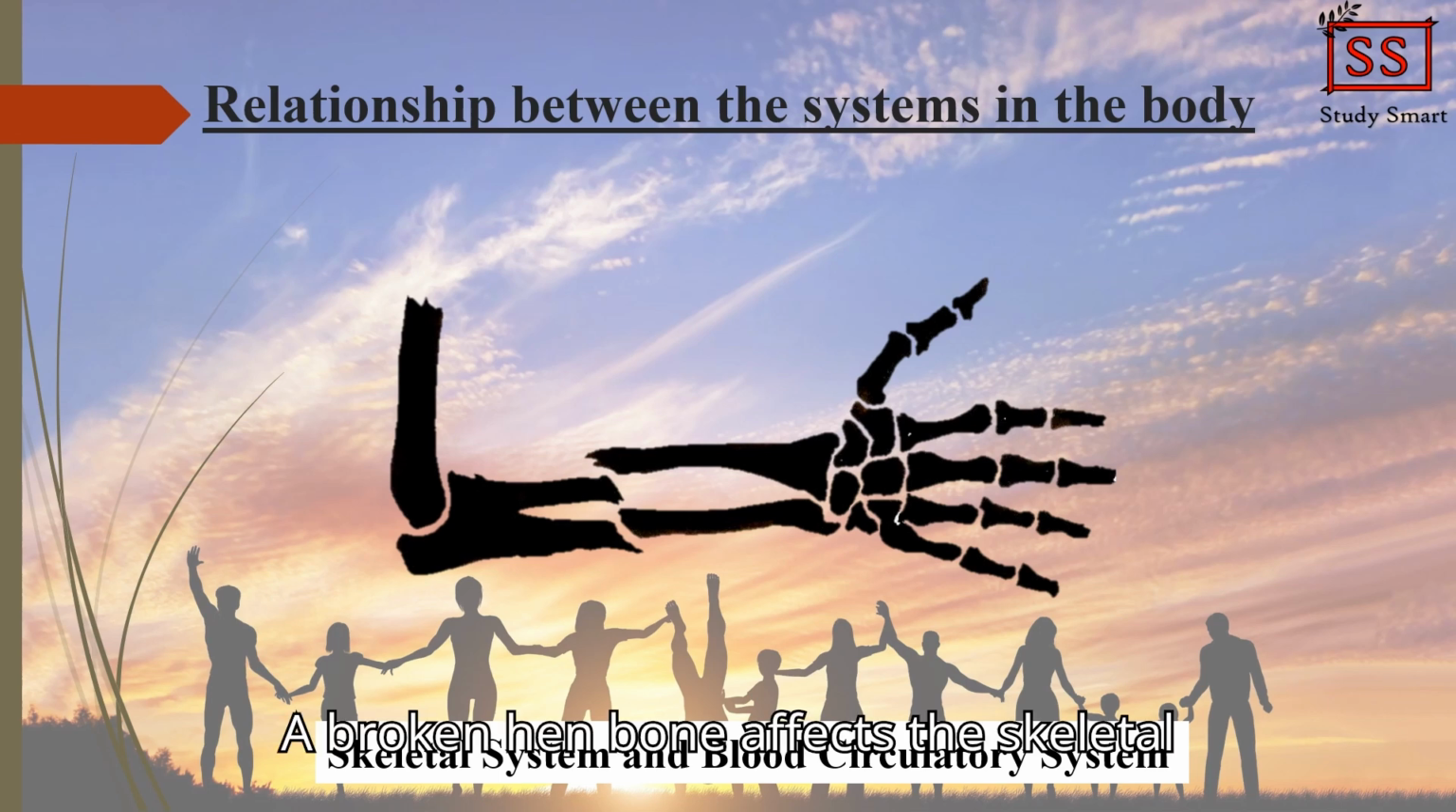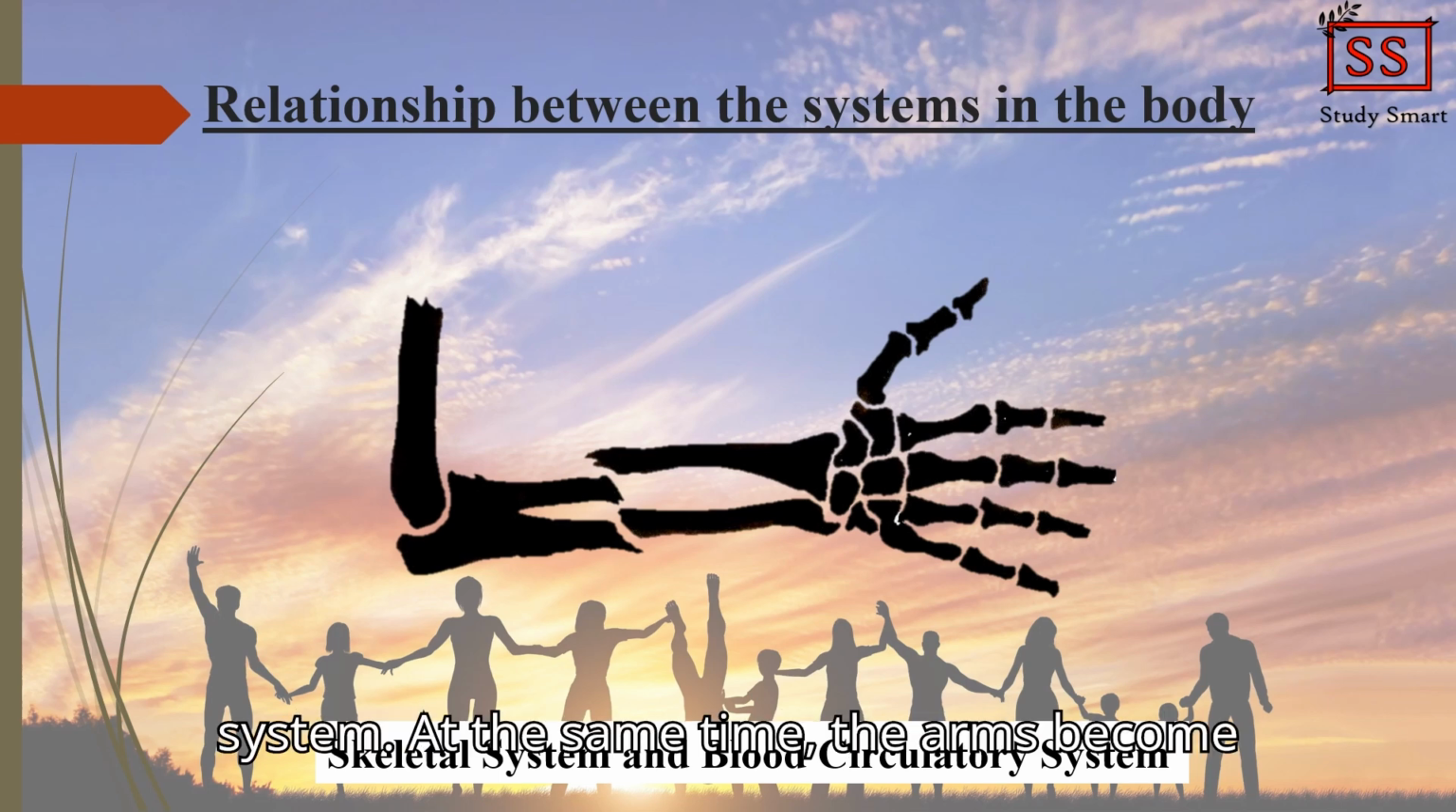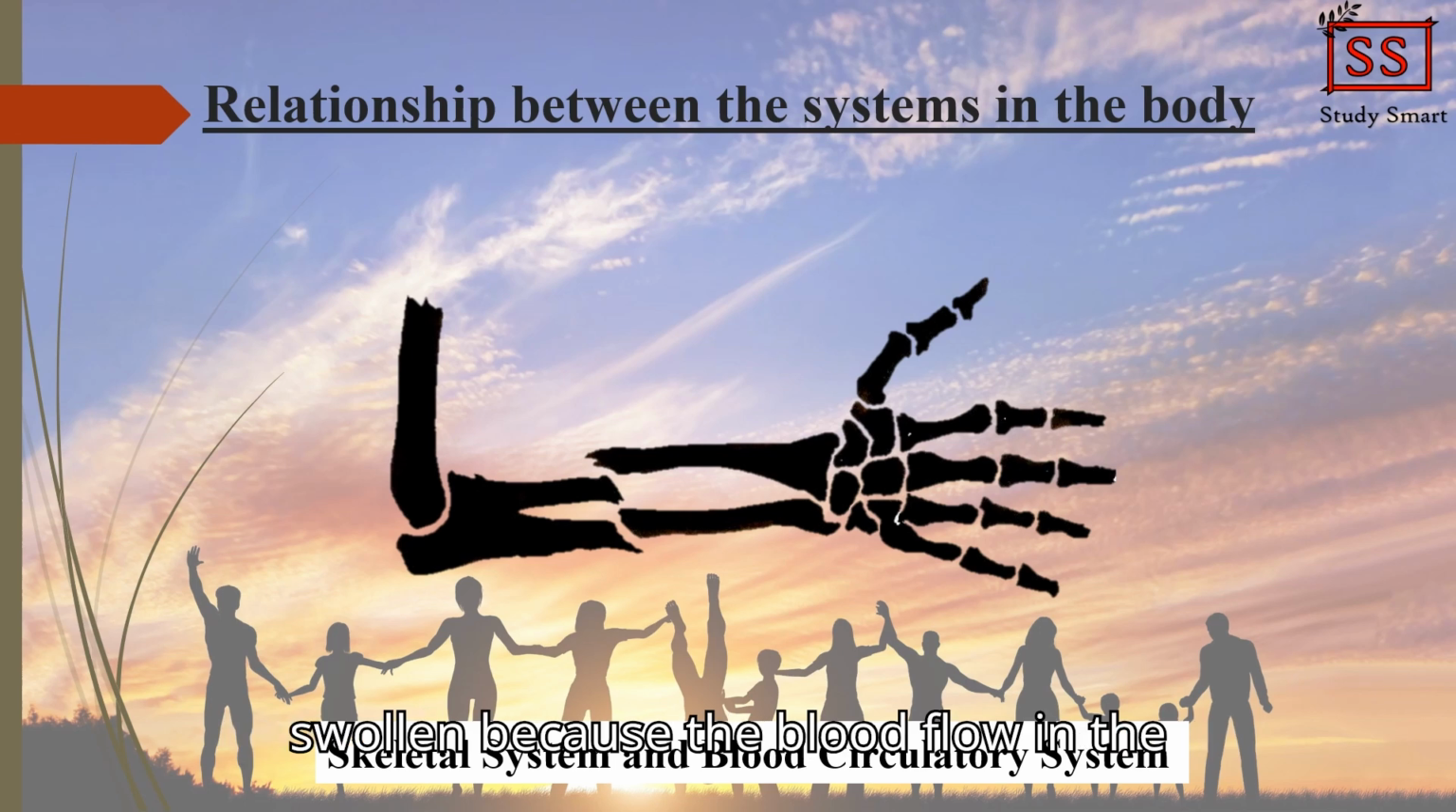A broken hand bone affects the skeletal system. At the same time, the arms become swollen because the blood flow in the blood circulatory system is disrupted. This shows the relationship between the skeletal and blood circulatory systems.